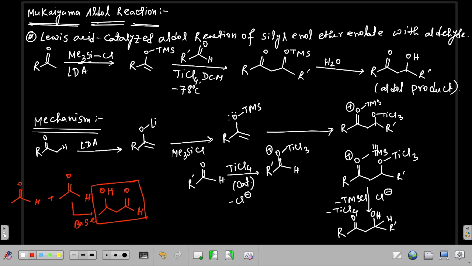Now this is also an aldol reaction, but in this one the reaction is catalyzed by a Lewis acid, that is a titanium catalyst or any other Lewis acid catalyst, and the reaction goes through this silyl enol ether enolate. This is a silyl enol ether. So let's see the mechanism.